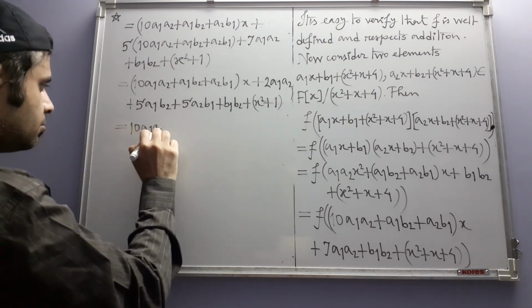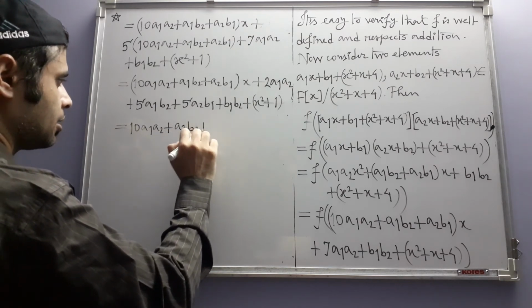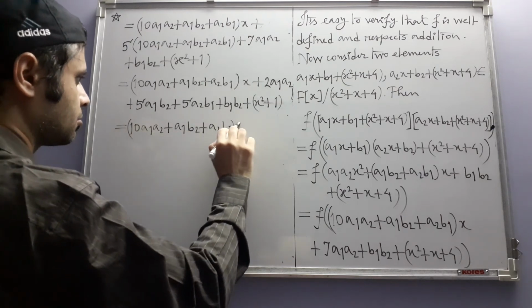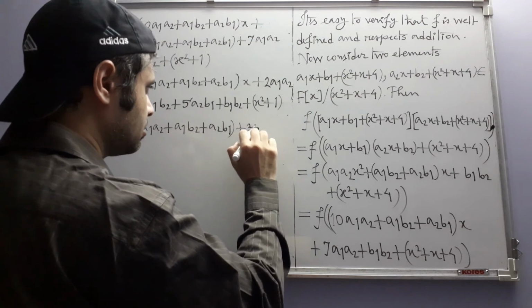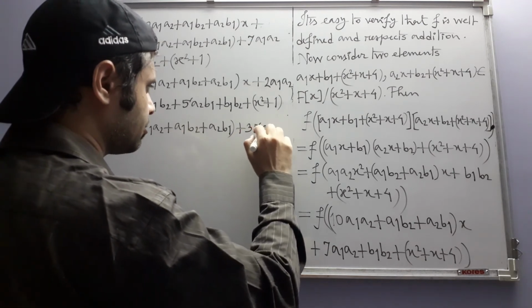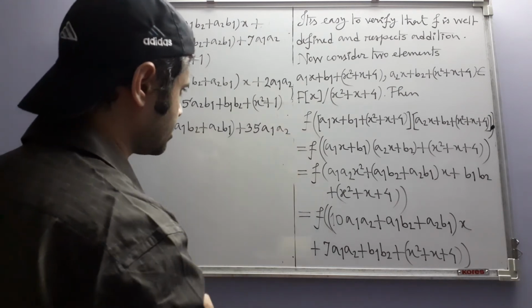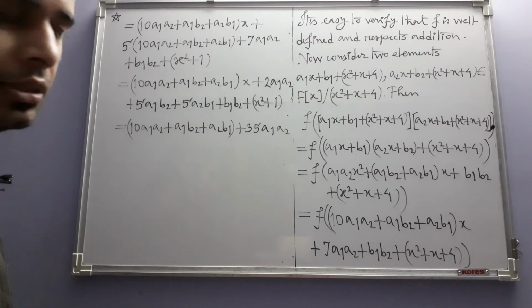a1 a2 plus a1 b2 plus a2 b1 plus, in place of 2 we can write the congruence class 35, always keeping in mind that these numbers actually represent congruence classes, because 35 minus 2 is 33, which is divisible by 11.